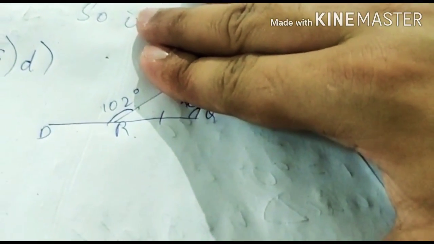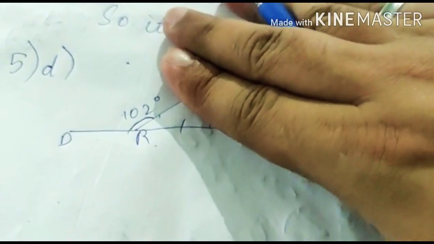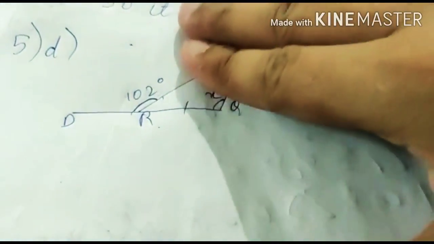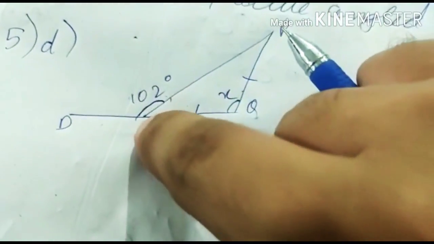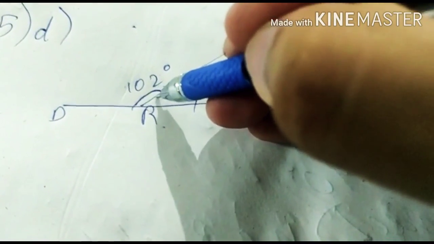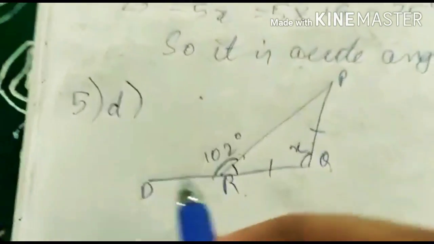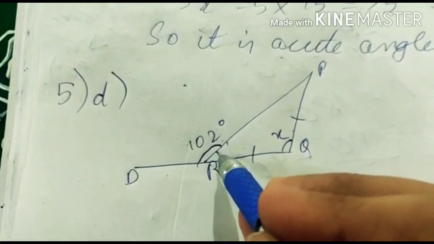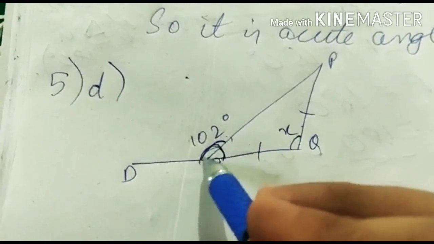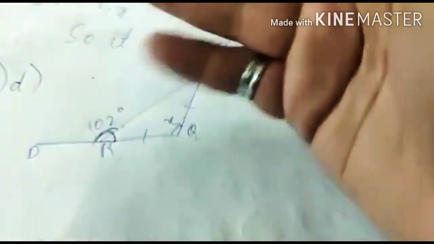In the last chapter, chapter number 11, I had gone through the linear pair or the straight line angles. Here DRQ is a straight line and it is cut by this ray RP. So the sum of this 102 and this angle will be equal to 180 degrees. These are the linear pairs. When a straight line is cut into two angles, this semicircle is always equal to 180 degrees, and they lie on the same side of the straight line.